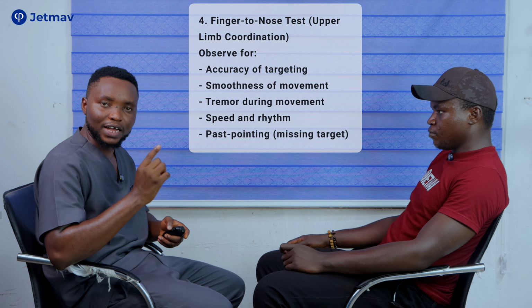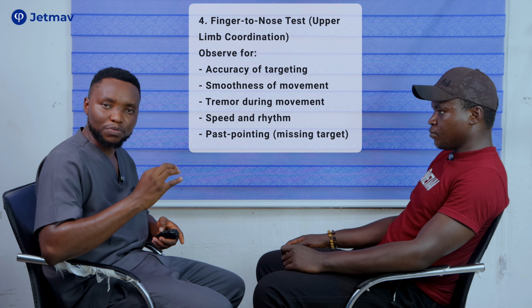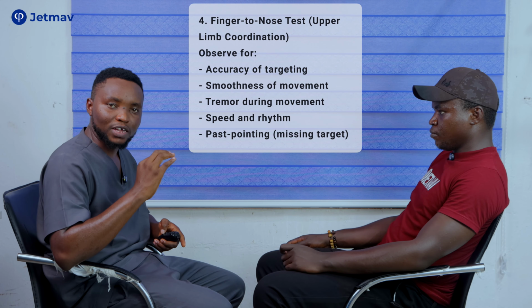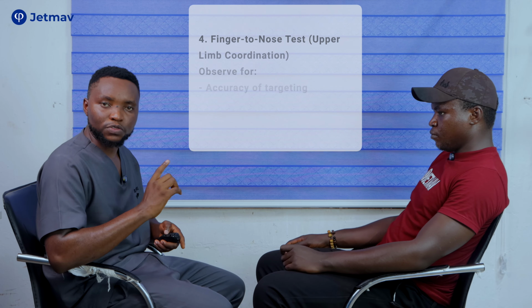Good. So with this, we are actually looking out for accuracy of movement. Okay, we're looking at if he's accurately targeting our finger and the nose. We're also looking at the smoothness of the movement. So we're also looking at if there's any tremor during the movement. We're also looking at the speed or rhythm. We're also looking at what we call past pointing, where he's missing the target. So these are the things we look out for during the test.